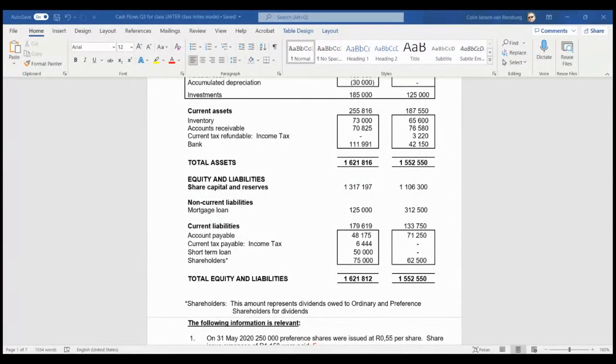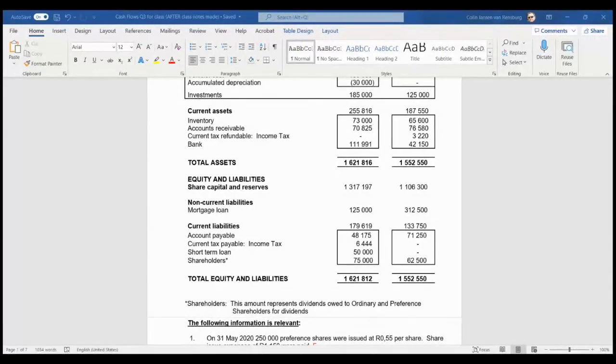No, and the reason again being it is not part of the working capital. So it's not part of your day-to-day trading activities, your normal trading activities. So you're not going to include that. What about the short-term loan, ladies and gentlemen? The short-term loan that we have raised, that is under our current liabilities. So should we use that in our reconciling note?